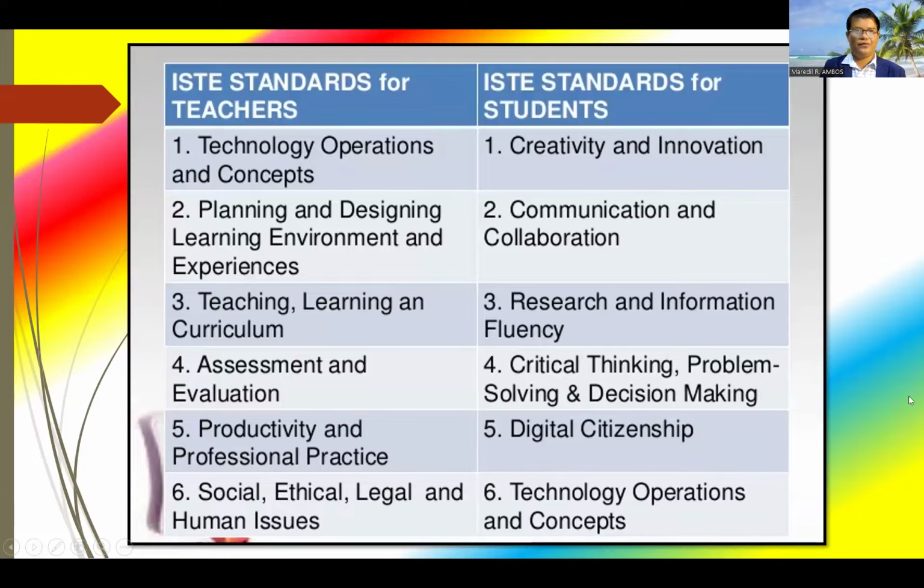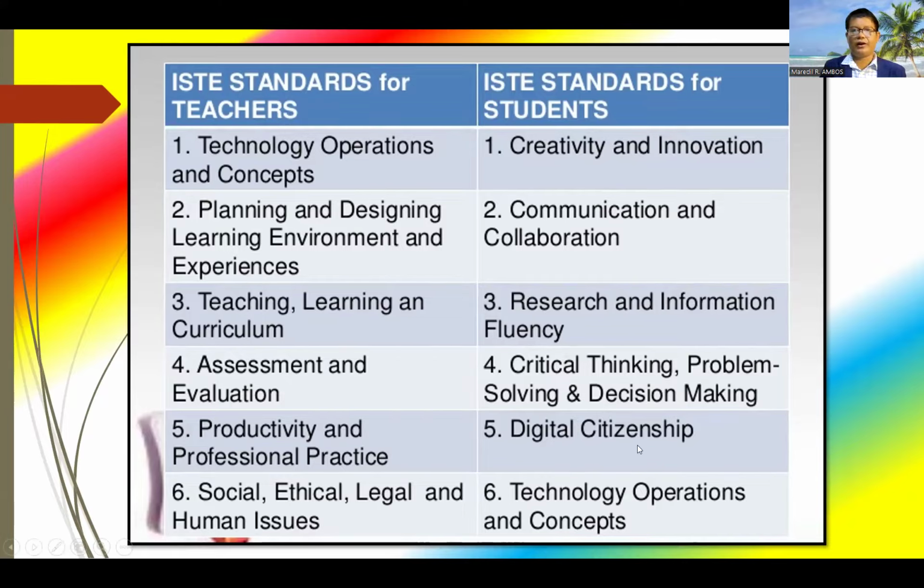So this is a matrix or a table summarizing what we have for ISTE standards for teachers and students. Again, for our standards for teachers, we have technology operations and concepts, number one. Number two is planning and designing learning environments and experiences. The third is teaching, learning, and curriculum. The fourth is assessment and evaluation. Five is productivity and professional practice. And number six is social, ethical, legal, and human issues.